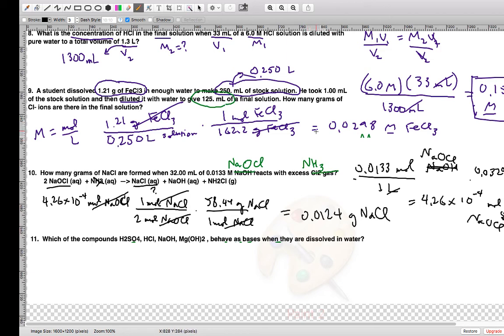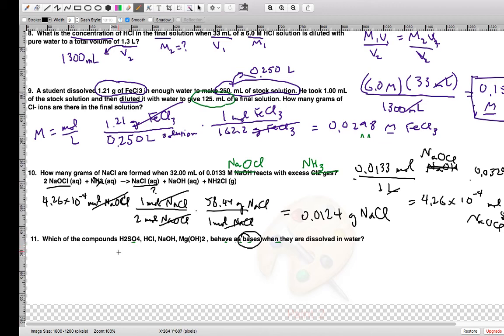Last problem in this video, but not the last problem on the practice quiz, is this. Which behaves as base when dissolved in water? Now remember from my podcast and from the book, chapter 4, that bases give off OH minus, or they force water to give OH minus, and acids give H plus, or they force water to become H3O plus.